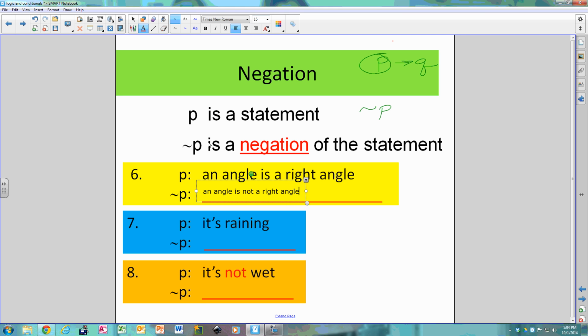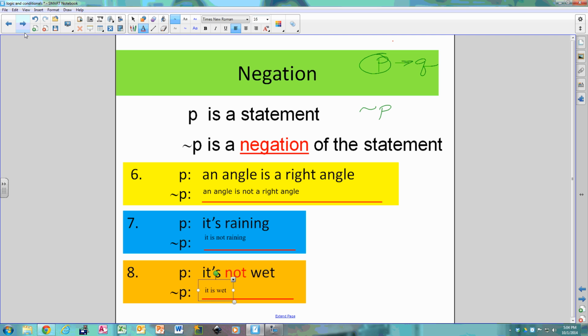What about it's raining? What would the negation be? It is not raining. So using the word not gives you your negation. What if it's not wet? The negation is it is wet, because the opposite of not is is.